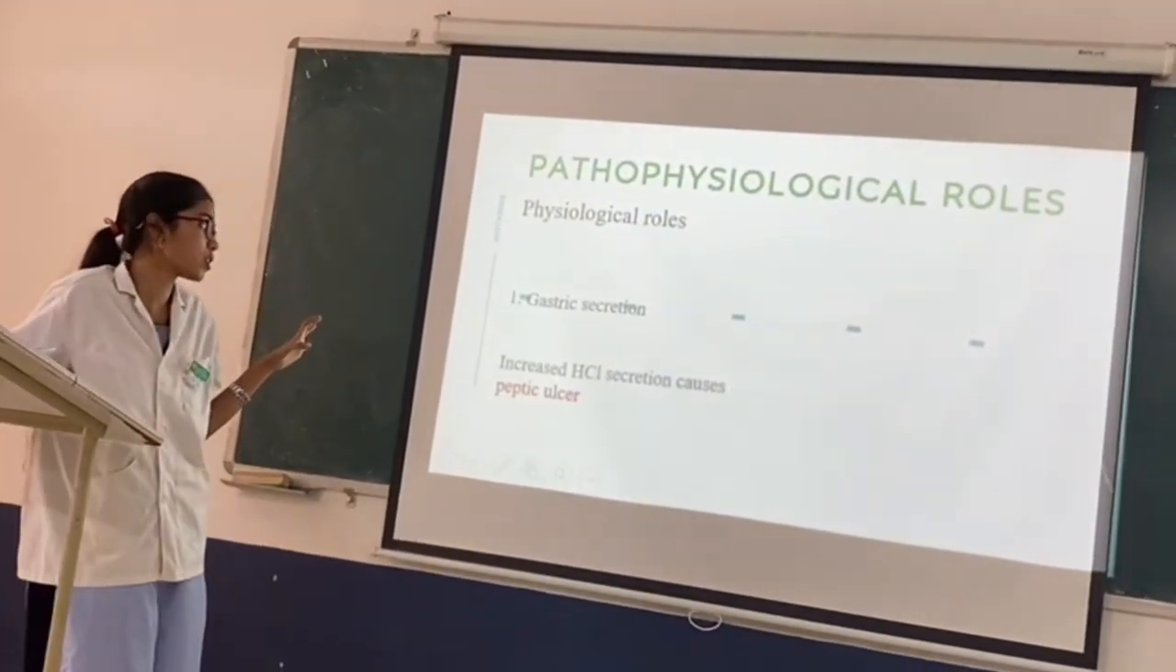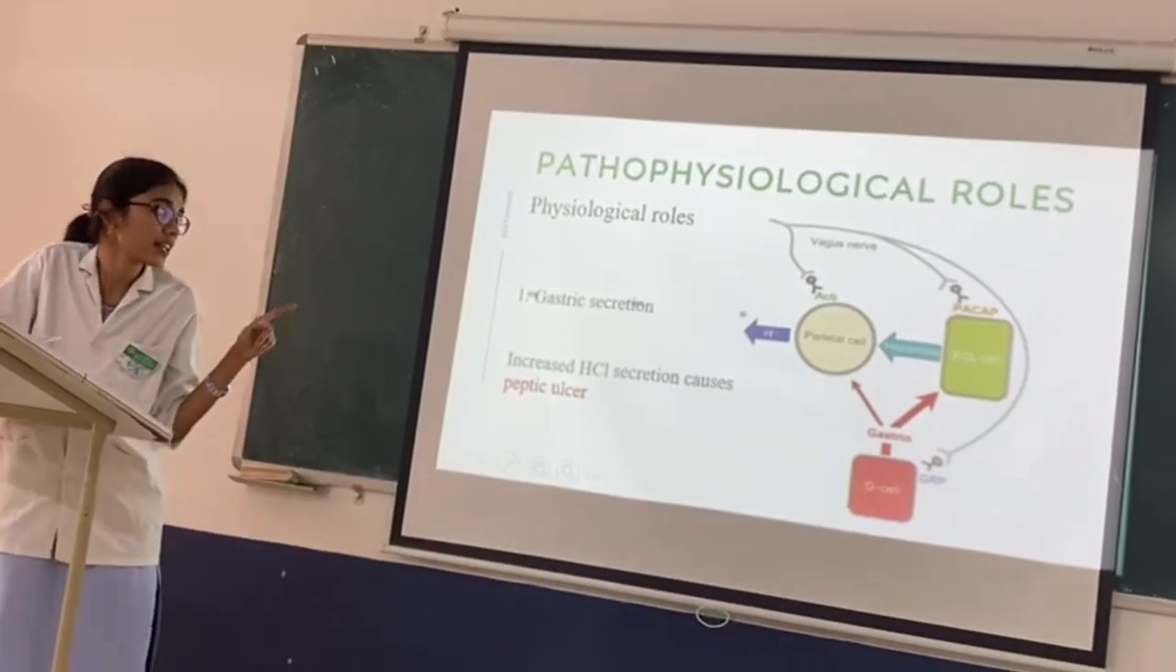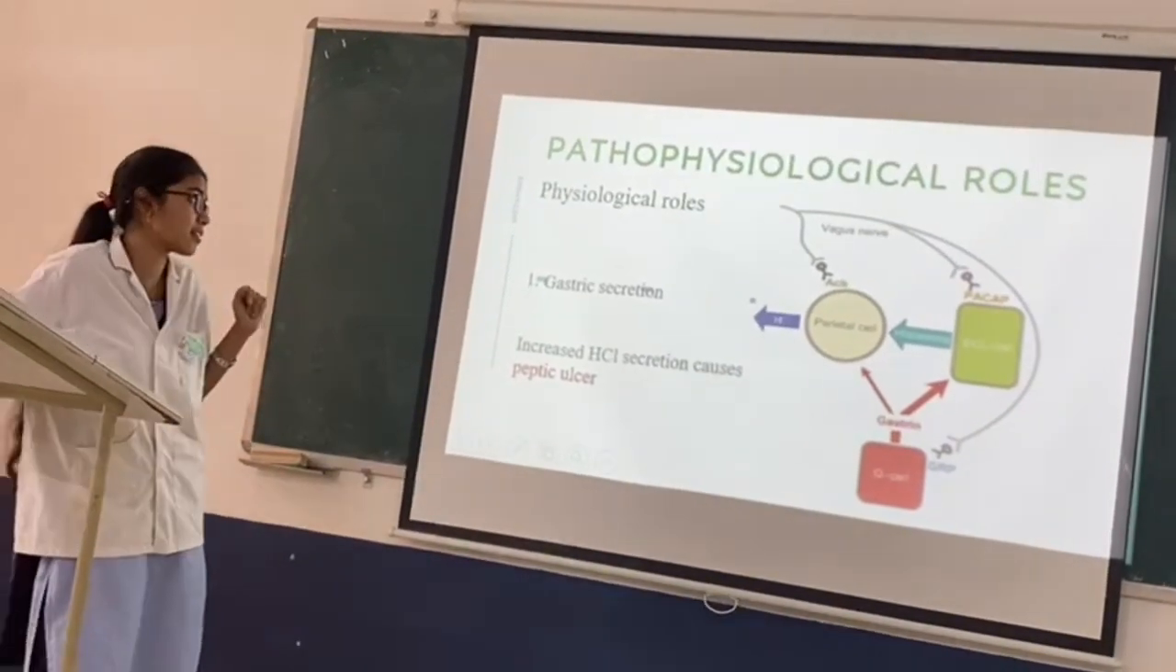the gastric secretion, which is mediated by the H2 receptors.